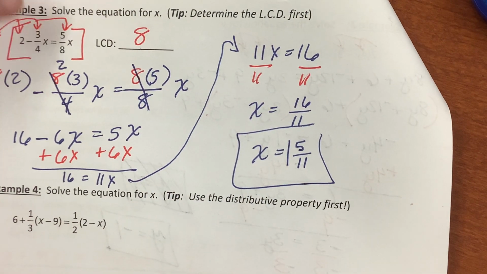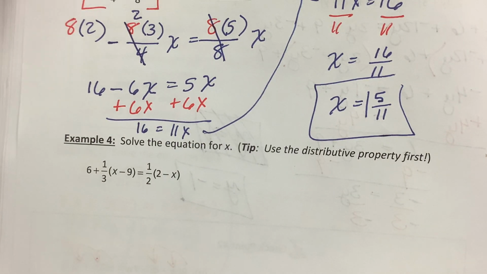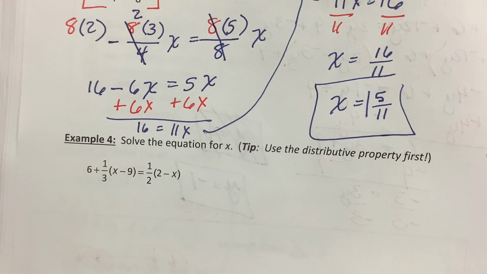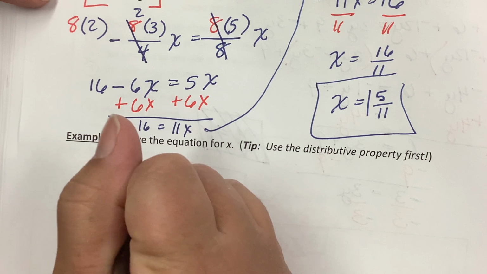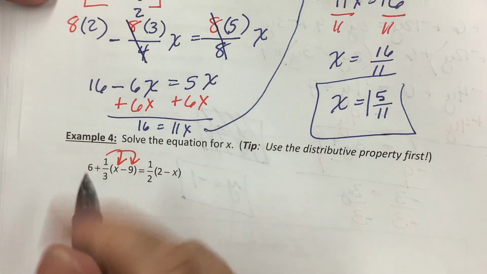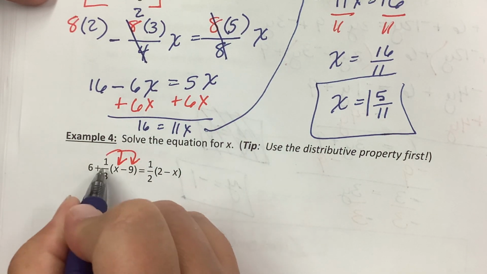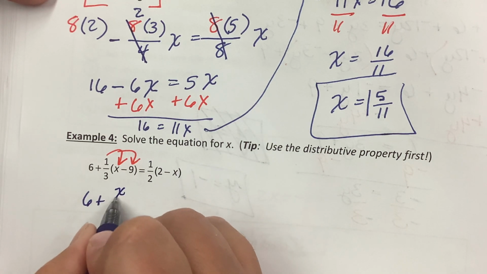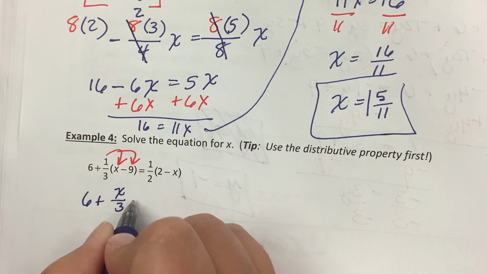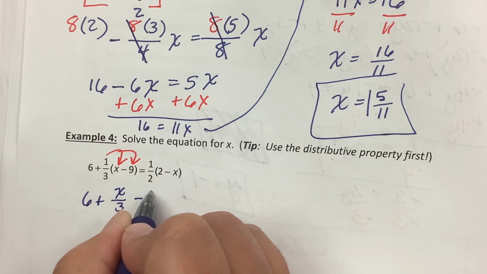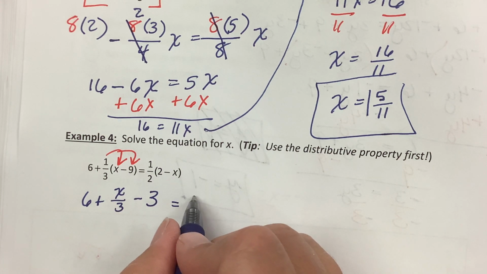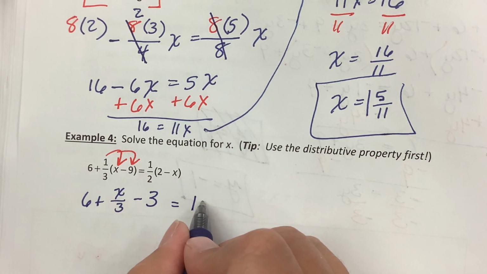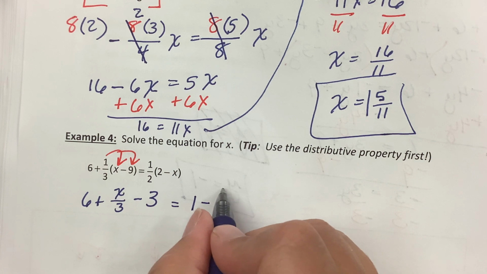Okay, least common denominator. Use the distributive property first. Well, okay, but I don't like doing that. 1/3 times x and 1/3 times 9. 6 plus 1/3 times x is x over 3. And 1/3 of 9 is the same as dividing by 3. So 9 divided by 3 is 3. Equals half of 2 is 1 minus half of x is x over 2.